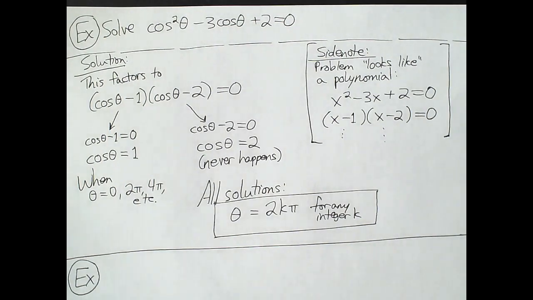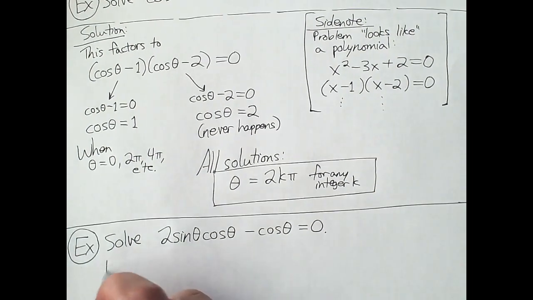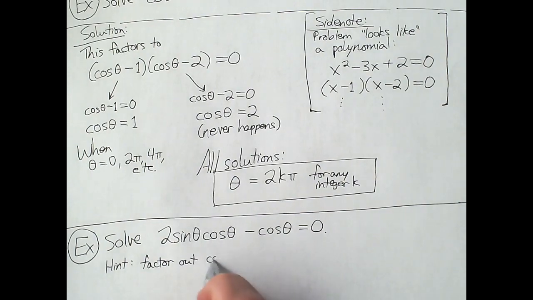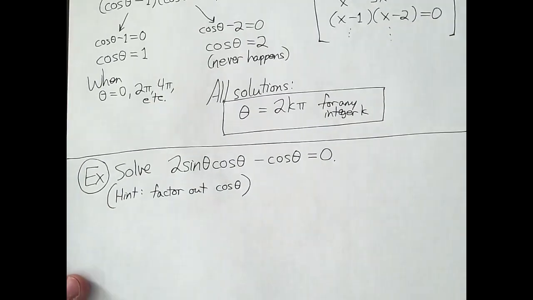I have a problem that I think I'd like you to try, and I'm going to give you a hint. So let me write the problem and the hint. 2 sine theta cosine theta minus cosine theta equals 0. So this is not in basic form, and my hint is going to be factor out cosine theta. All right, so I'd like you to pause the video and try that.